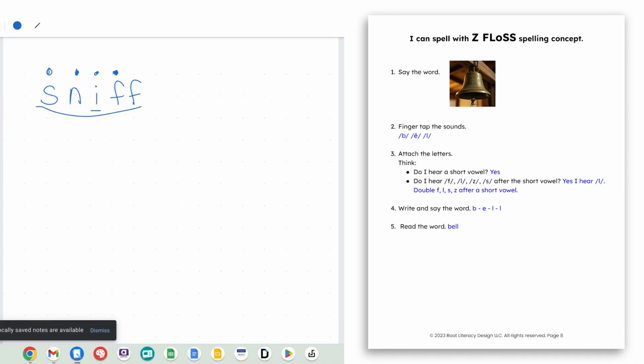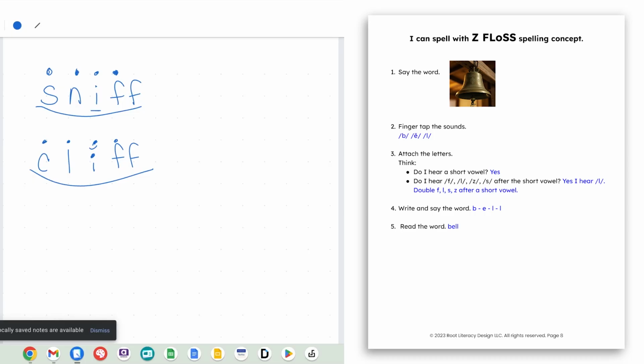Repeat the word cliff. Cliff. Tap the sounds. K, L, I, F. Attach the letters. What says K? C, L. What says I? And I noted that this I is a short vowel. So after a short vowel, when I hear F, I'm going to double the F. Read the word cliff.